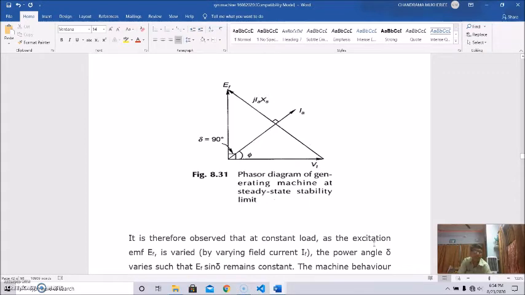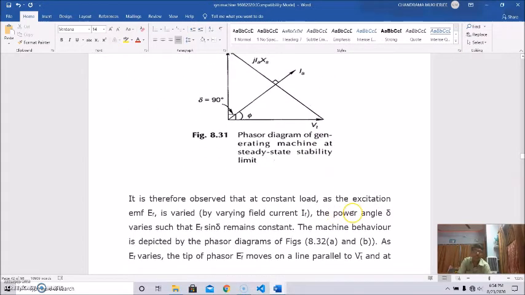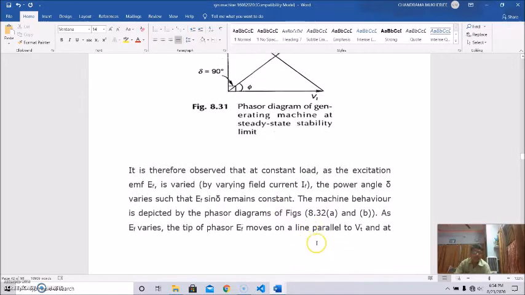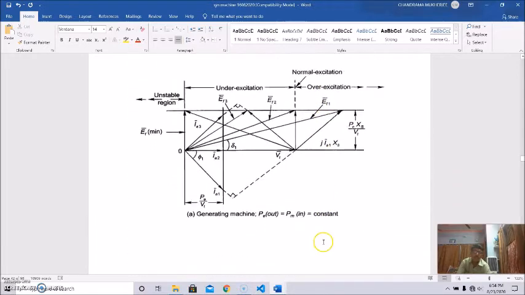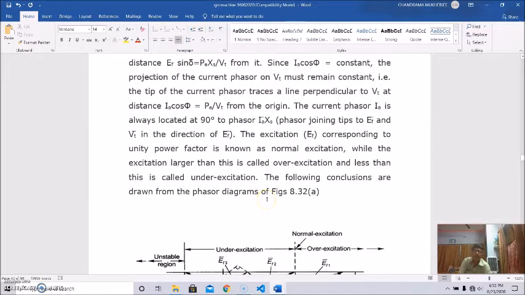EF is varied by varying the field current IF, the power angle delta varies such that EF sin delta remains constant, and the machine behavior is depicted by these two figures, for generating machines and for motoring machines. So we are coming to this part later on.